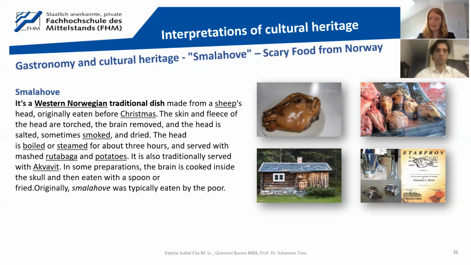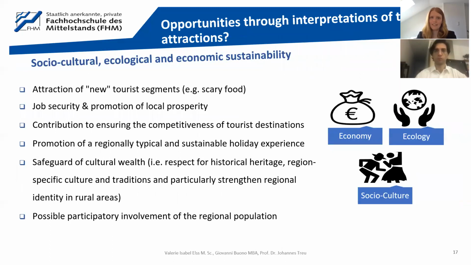Of course, this method of interpretation is not very sustainable because there's only one farmer who's producing more than 60,000 heads a year, and not every part of the animal is really used afterwards. So what are the opportunities through interpretation of different kinds of cultural heritage within tourism in the sense of sustainability?